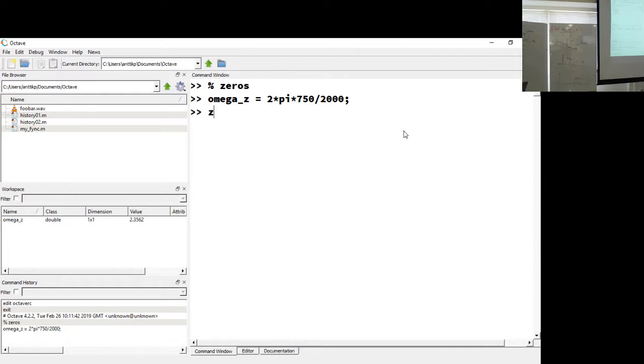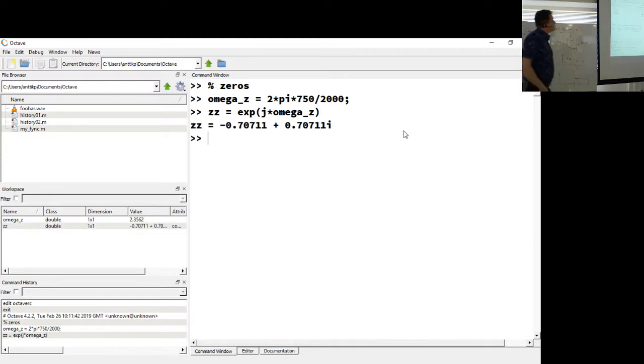So the zero, that single zero here, is on the unit circle at angle j times omega Z. There we go. Yep, looks quite familiar values, so it's minus 0.707 something. So it's 1 over square root of 2, right? Yeah, it's as it should be. Okay, and 0.70711 i, so it's complex.